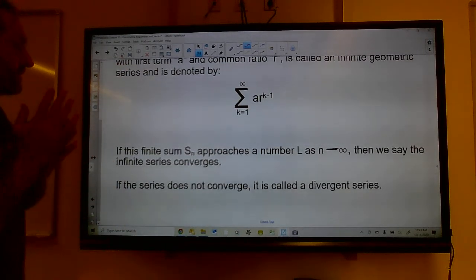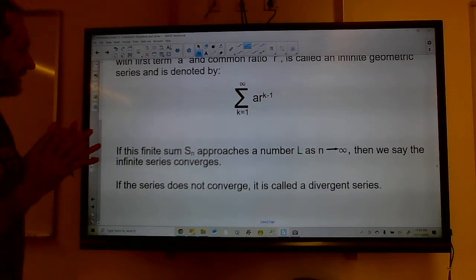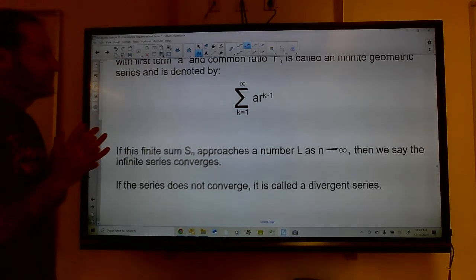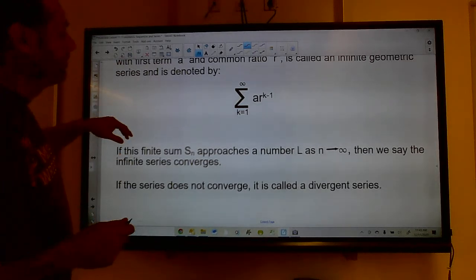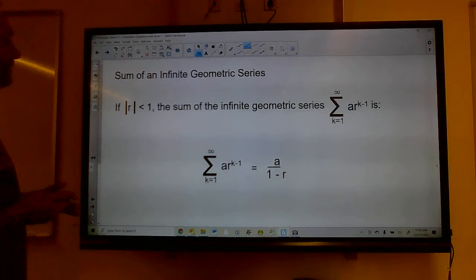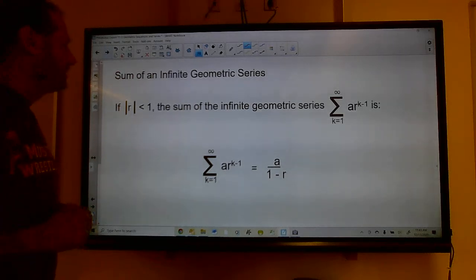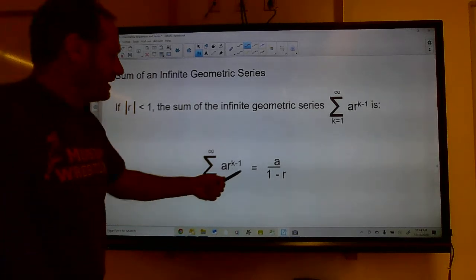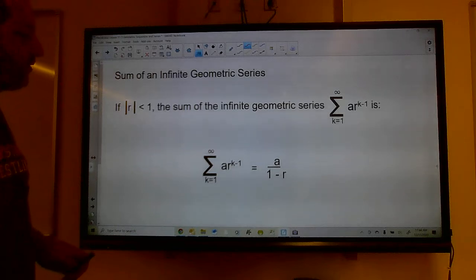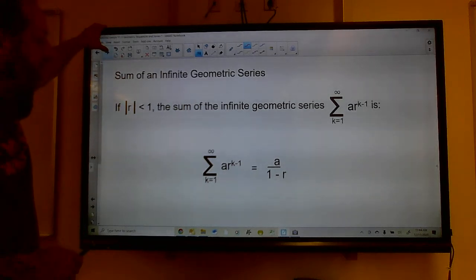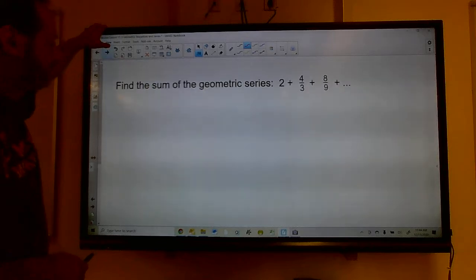If this finite sum s sub n approaches a number L as n goes to infinity, then we say that the infinite series converges. If it does not converge, it is called a divergent series. Okay, so we'll take a look at that here in a second. So if the absolute value of r is less than 1, then the sum of the infinite geometric series is equal to a over 1 minus r. This is a formula that you'll probably want to know. It's very simple to use, and it's on your formula sheet.